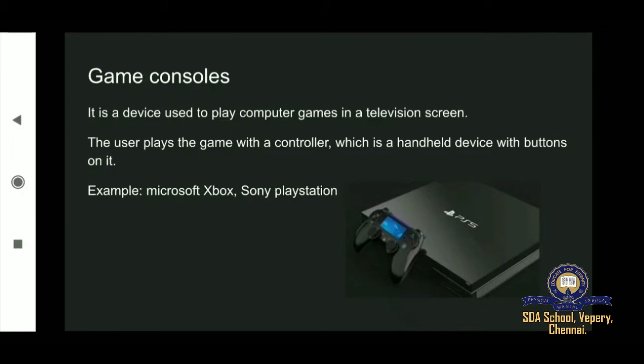on a television. The user plays the game with a controller, which is a handheld device with buttons on it. The controller is the device you use to control the game on the television. It is most of the time held in the user's hand, and you operate it using the buttons on top of it. I have shown you a picture of the game console.